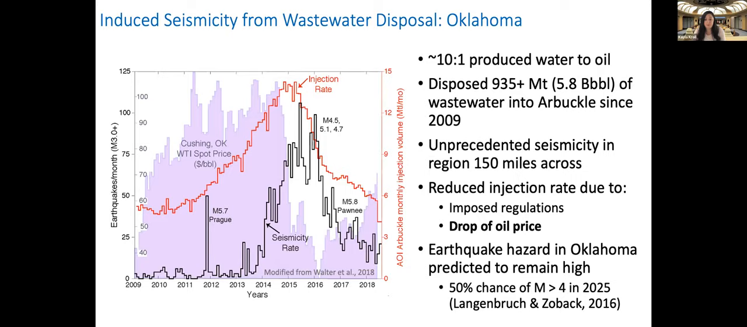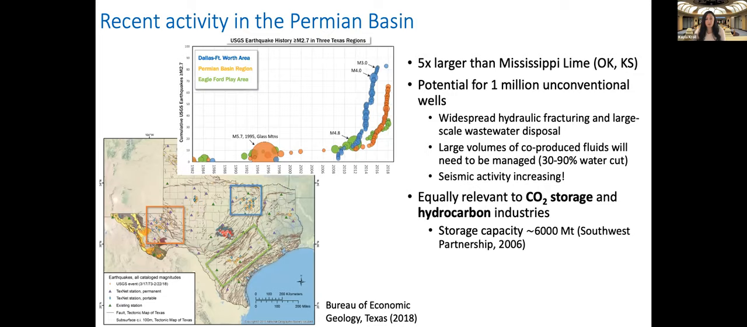And what's not shown on this plot is that the oil market really tanked at the beginning of 2020 and operators basically moved out of this region entirely. But not to worry, because there has been an uptick in seismicity in Texas. And so they seem to be taking over where Oklahoma left off. In Texas, the Bureau of Economic Geology estimates that there's the potential for more than 1 million unconventional production wells, where the water cut is between 30 and 90%. So it's pretty high as well. So that means that there'll be a lot of wastewater that needs to be disposed of in Texas also.